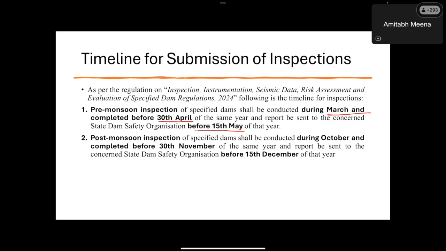Similarly, for post-monsoon inspection also, a 2 month period has been fixed, which is October and November, 1st October to 30th November of each year. And the inspection report is to be submitted to SDSO by 15th of December.